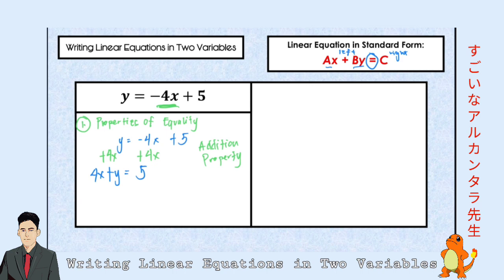what is the other technique that you could do? You could also do what we call transposition, which is actually a technique that follows the properties of equality.